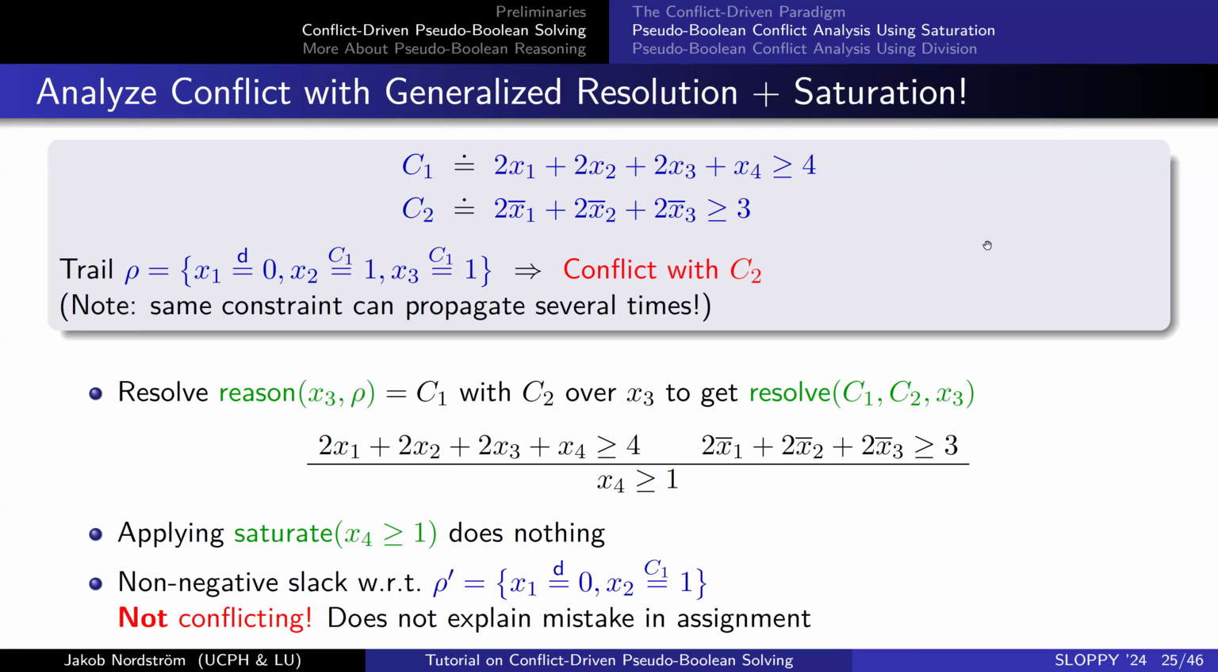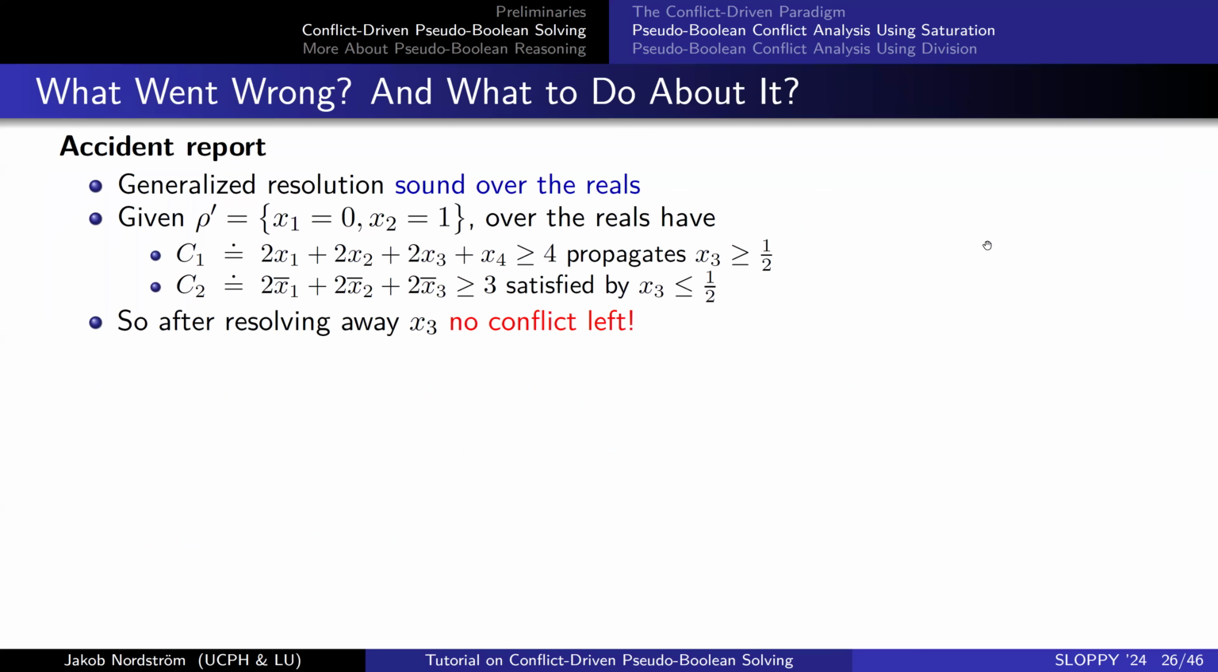And again, why are we so unhappy about this now? We're unhappy because our conflict constraint, the constraint that we're learning, should explain why the assignment we did was wrong. But again, x4 greater or equal than 1 is maybe an interesting statement, but it doesn't explain anything we did wrong so far, because we didn't even touch this variable. Okay. What happened? Why did things go wrong?